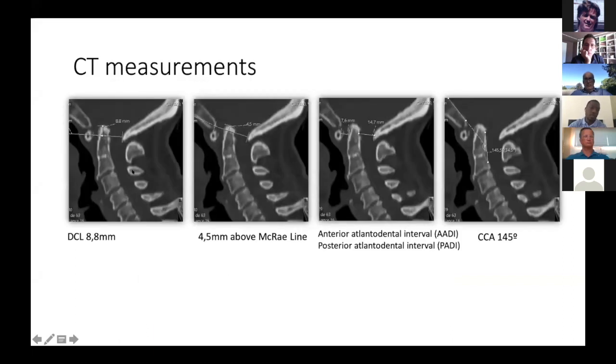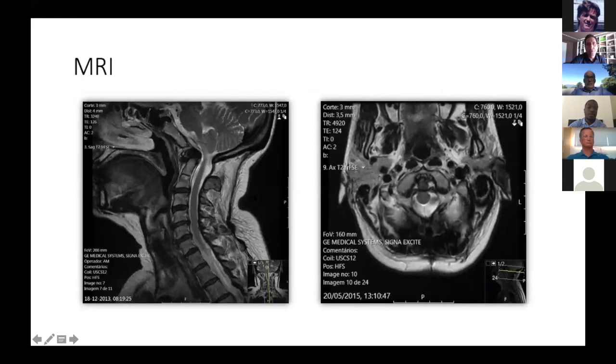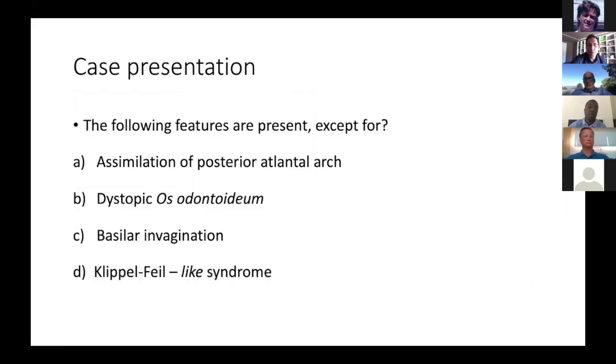Yes, we can confirm here there was anomalous position of the odontoid tip. It was 8.8 millimeters above the Chamberlain line. There was an increased AADI of 7.6 millimeters, and there was a decreased clivus canal angle of 145 degrees. As we would suspect from that CT scan, there was a significant compression of the bulbomedullary transition caused by this retroflexed odontoid tip, even in neutral position, as we can see in this MRI.